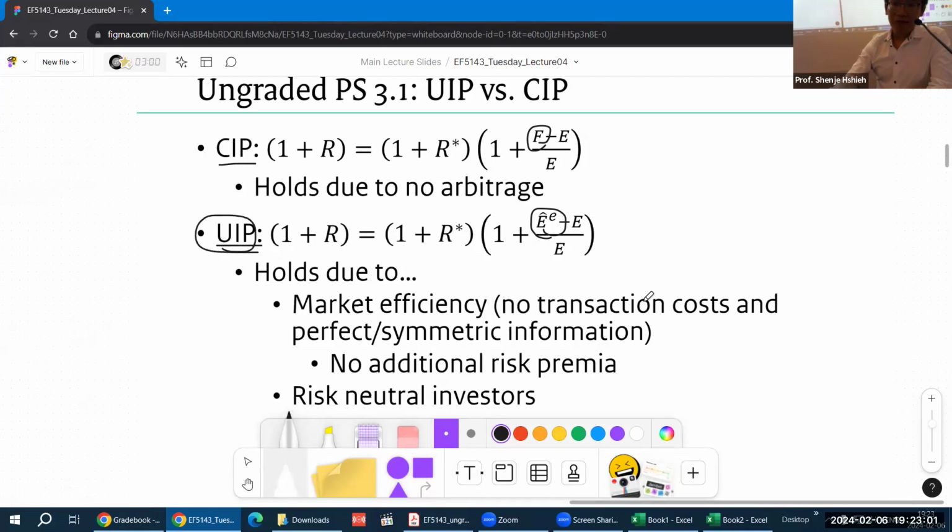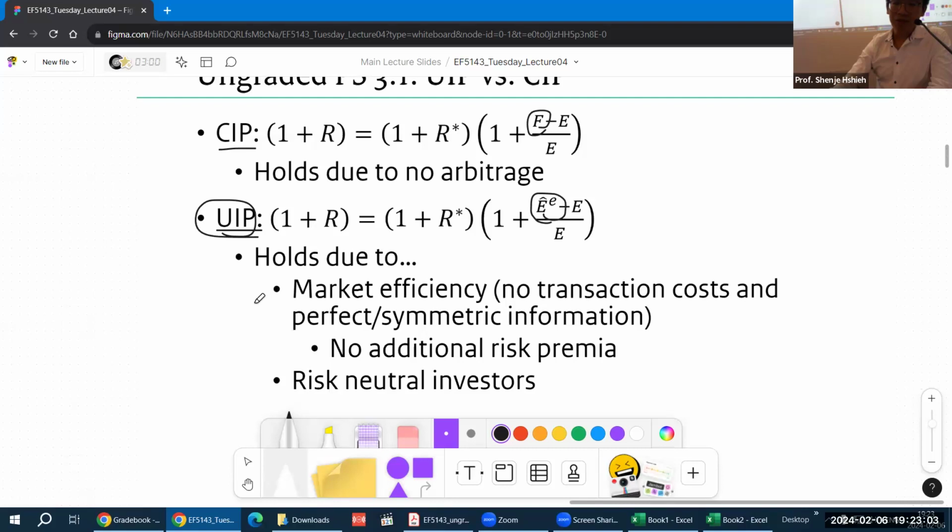On the other hand, UIP requires 2 additional fairly strong assumptions. Number 1, market efficiency. Again, not in the sense of transaction costs per se, but more of perfect or symmetric information, meaning there's no discrepancy, the market is able to know and aggregate both private and public information. And so just simply looking at the prices today, you can get a sense of the reality of the future spot rate.